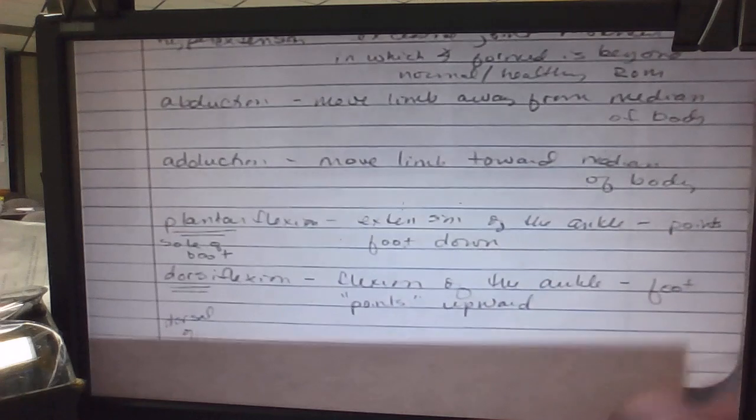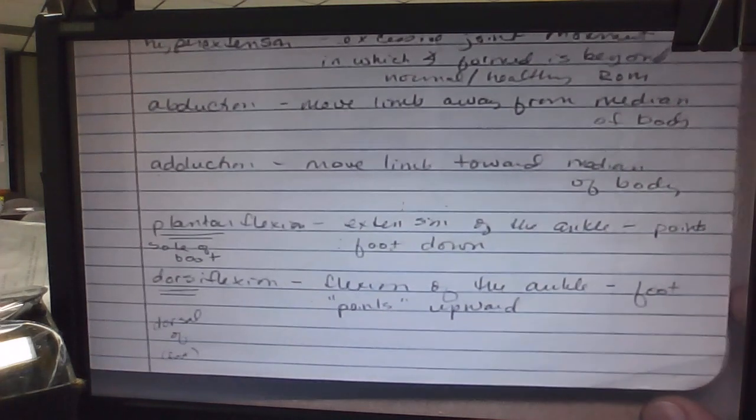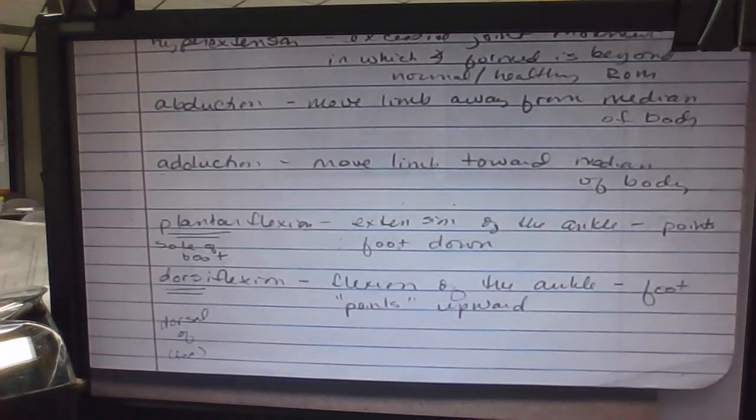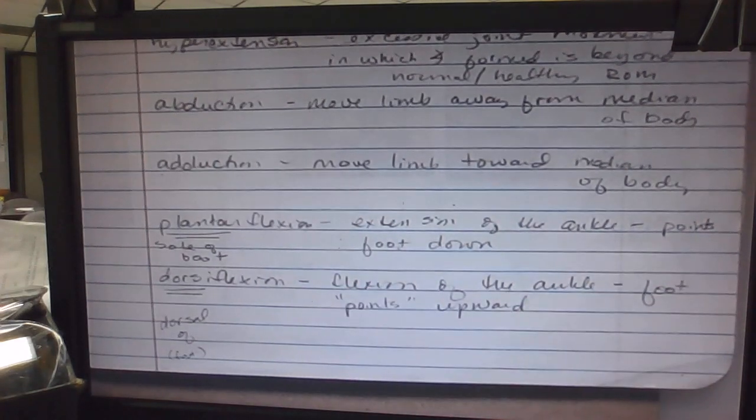Dorsiflexion. If we're talking about the dorsal side, usually the back side, like a dorsal fin. So dorsal of the foot is the top of the foot. That's the flexion of an ankle. You move your foot and try to point upwards, bringing your toes towards your leg. Plantar flexion, you extend it, you're pointing down. Dorsiflexion, you flex the ankle, the foot is coming upward.